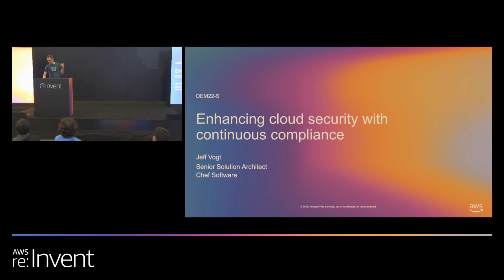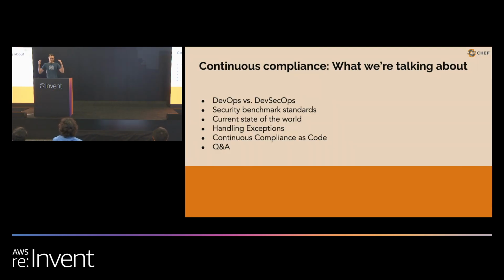So I'm going to be talking about DevOps versus DevSecOps. You're also going to hear what some of the standards are that I encounter with my customers. Also talk about exceptions, specifically around how people are doing audits today and why exceptions are always necessary but not often implemented correctly. And then I'll get into a demo of our patterns around continuous compliance as code instead of traditional methods, which usually involve spreadsheets and other awful things like that.